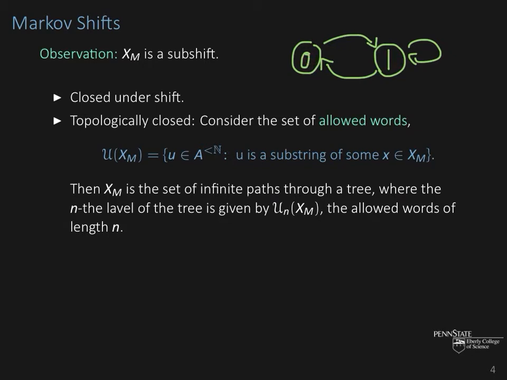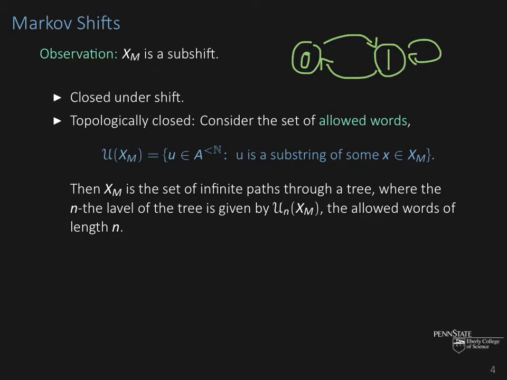Well, here we started with 0. Now shifting means just we start our sequence, we skip the first move and start the sequence at the node 1, right? So 1, 1, 0, and so on. So it's clearly closed under shift. The second condition for being a subshift was to be topologically closed. And we want to show this by showing that X_M is actually the set of infinite paths through a tree.